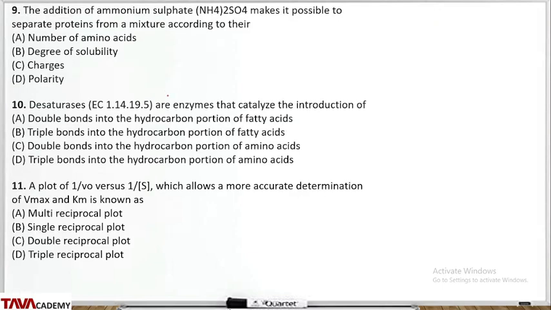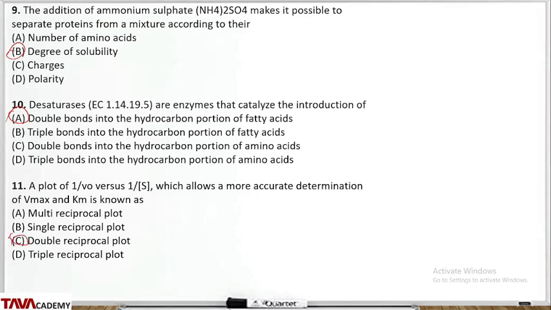Question 9. The addition of ammonium sulfate makes it possible to separate proteins from a mixture according to their degree of solubility. The desaturases, E6, that's oxidoreductase class, are enzymes that catalyze the introduction of double bonds into a hydrocarbon portion of fatty acid. That's the answer, option A. A plot of 1 over V versus 1 over S, which allows more accurate determination of Vmax and Km, is known as a double reciprocal plot.